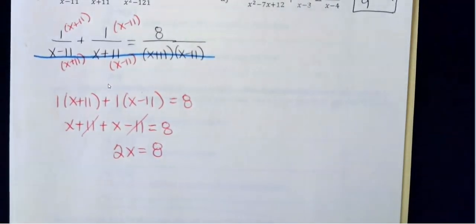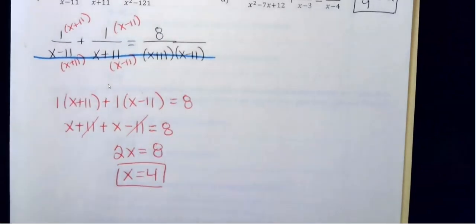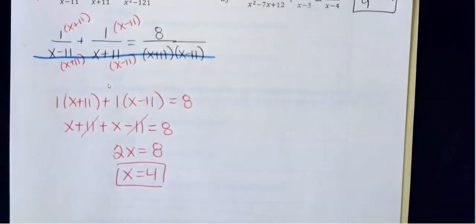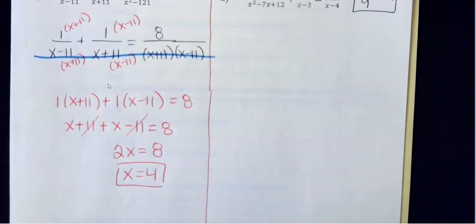Just going to divide by 2. So our answer there would be 4. And then just check real quick, make sure that doesn't make a denominator 0, which it doesn't for this problem. 11 would be a problem, or negative 11 would be a problem if we got those as our answer, but we didn't, so we're good. All right, I'm going to do one more, and then we'll do a couple word problems on the back.